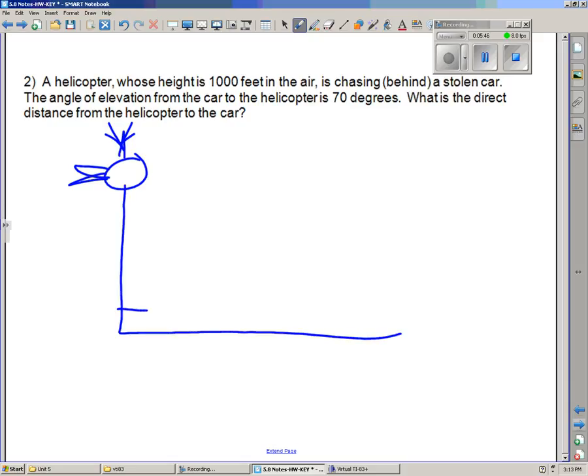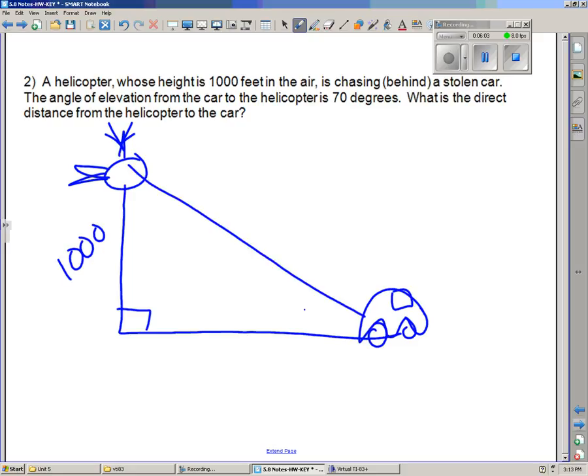So basically, here's the air. He's 1,000 feet in the air. There's some sort of car that he's behind. Again, I don't draw very well. There's his car that he's behind. The angle of elevation from the car to the helicopter, that means the car has to go up, and here's your angle of elevation. Well, what's the direct distance from the helicopter to the car?